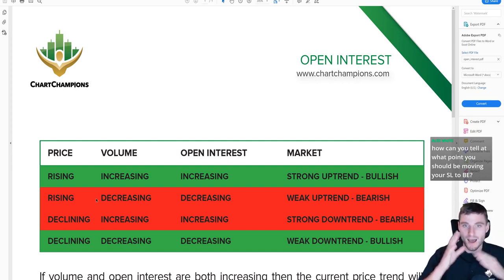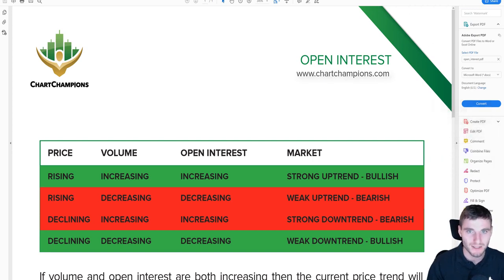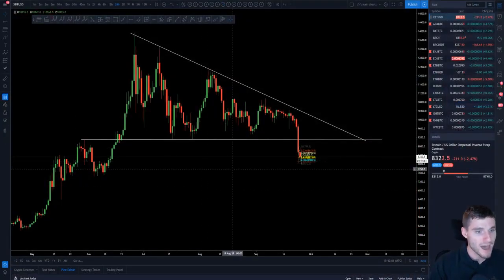So your strong uptrend is everything moving together, and your strong downtrend is everything moving together. If you see discrepancies or divergences between open interest, volume and price, then that can give you signs that you're in a weak or a stronger market. Just take a print screen of that. It's pretty good. Cool.